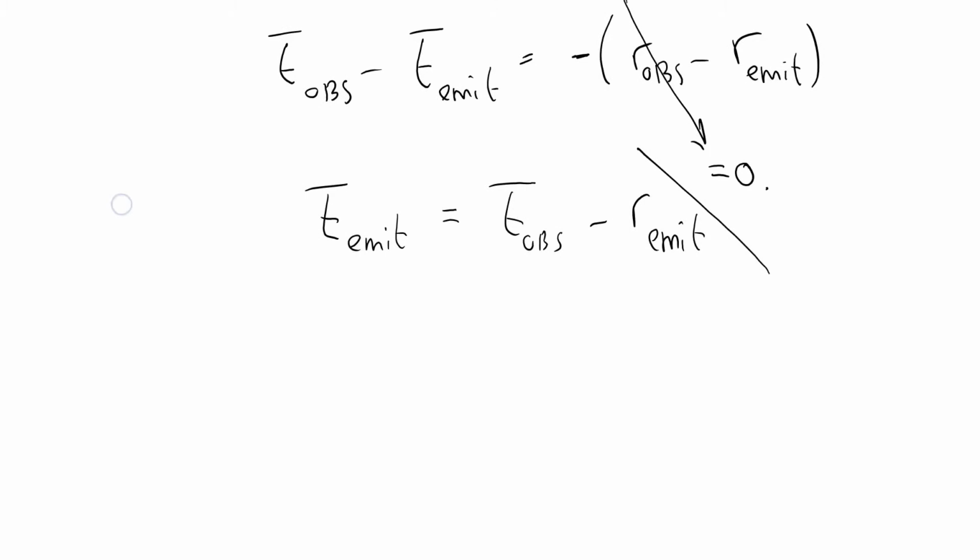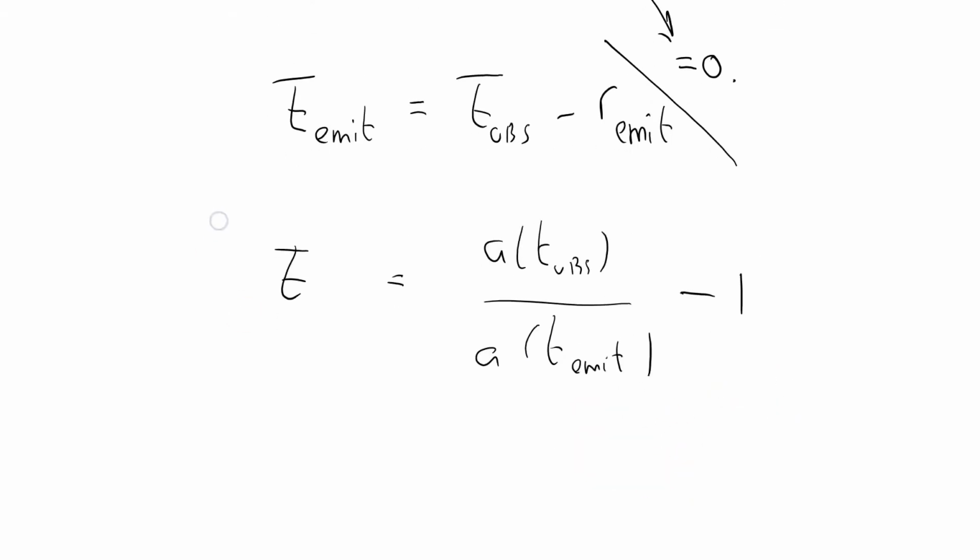Now I'm going to go back to my equation for z, and I've got z equals a of t obs over a of t emit, but minus 1. I'll write that a bit more neatly. That's a of t bar obs over a of t bar emit, and I'm going to put a bar over it. Again, that is just a formal change. There's no content in that. I'm just thinking about what happens to the scale factor of the universe when I express it as a function of conformal time instead of regular cosmological time.